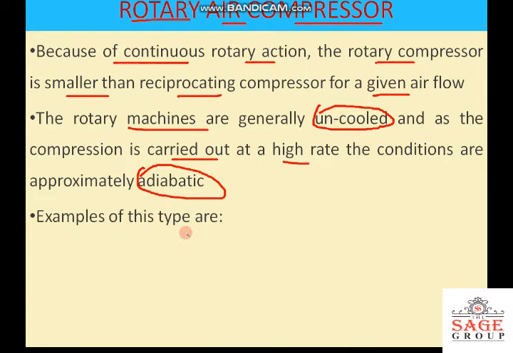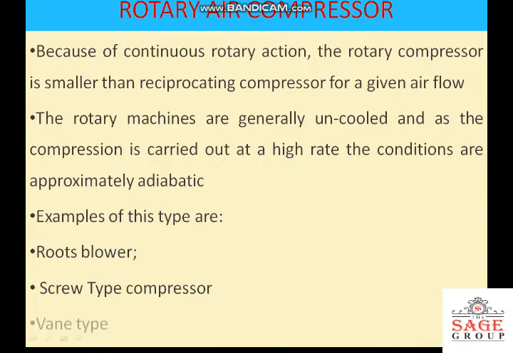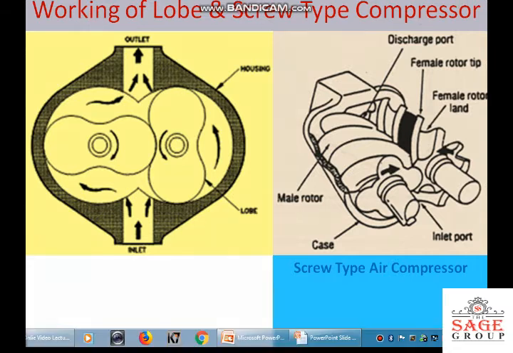Some examples of this type of compressor are the roots blower, the screw type of compressor, as well as the vane type of compressor. Now here you can see the schematic diagram as well as the working of the lobe type of compressor as well as the screw type of compressor. First we are taking the lobe type of compressor. You can see there are two lobes and both are rotating in opposite directions.